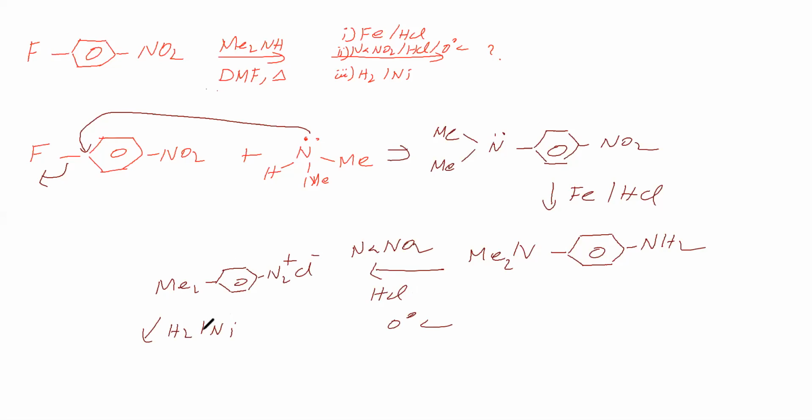So what is happening? Hydrogen and nickel, if we keep, means a reduction is possible. In this reduction, what is obtained? Diazonium is converting into NH2 with hydrogen and nickel. If you take SnCl2 and HCl, diazonium is converting into hydrazine. Now nickel and hydrogen, if you take, diazonium is converting into NH2 group.